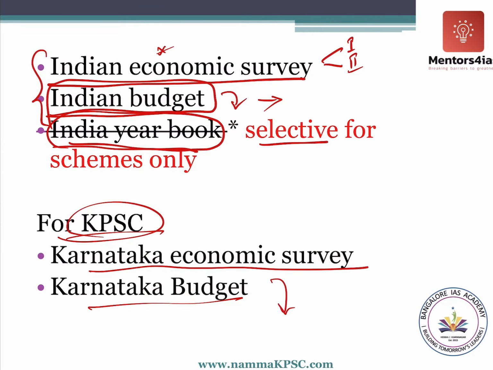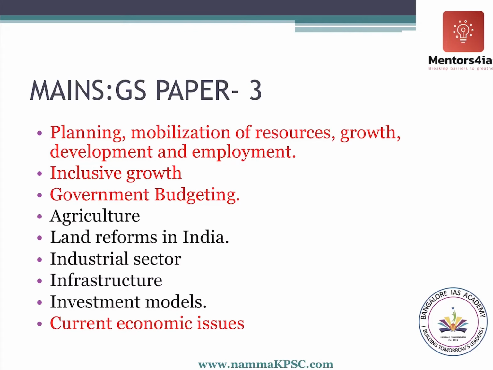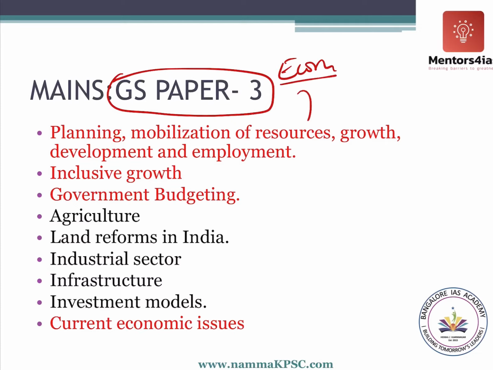Now, this is for your preliminary examination. A small note or insight into your mains preparation as well. If you've seen the mains syllabus, General Studies paper 3 has an economic section. This is the syllabus, what is mentioned there. Planning, mobilization of resources, growth, development, employment, inclusive growth, government budgeting, agriculture, land reforms, industrial sector, infrastructure, investment models, current economics, etc. So these are the various topics in your General Studies paper 3. What I have highlighted in red, we will be covering in these classes, whereas the others will have to be covered exclusively from the mains point of view.